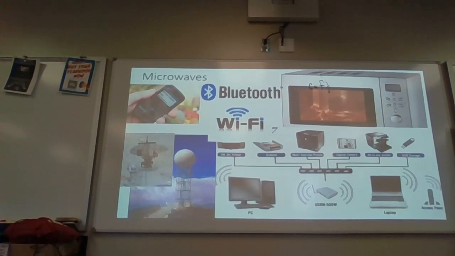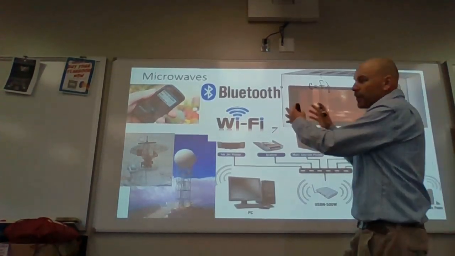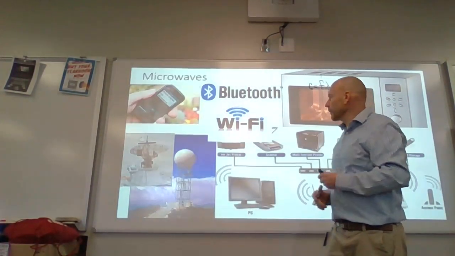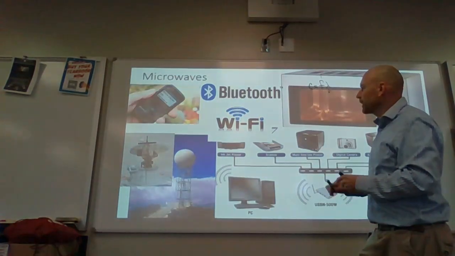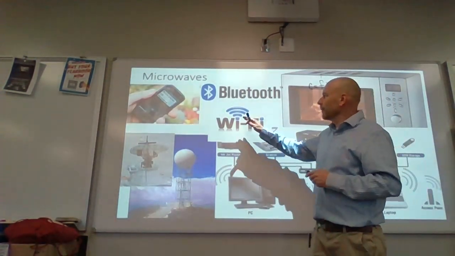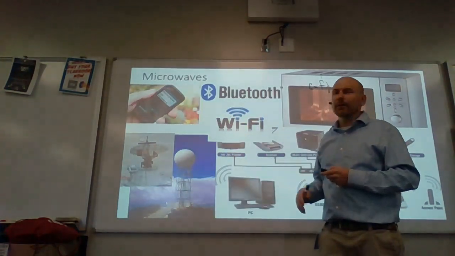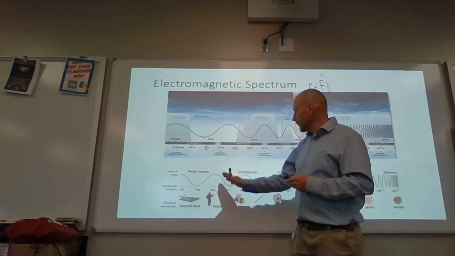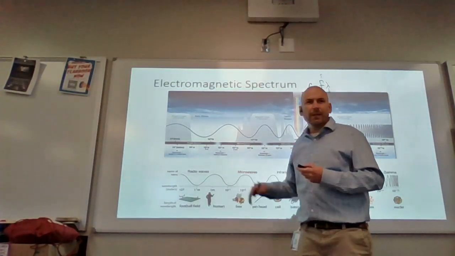Okay, so that's Wi-Fi. Bluetooth is for smaller, closer connections. Wi-Fi can go further, but these are all in the microwave region. Some people say that cell phones work on high radio frequencies. The boundary between radio waves and microwaves is kind of fuzzy.